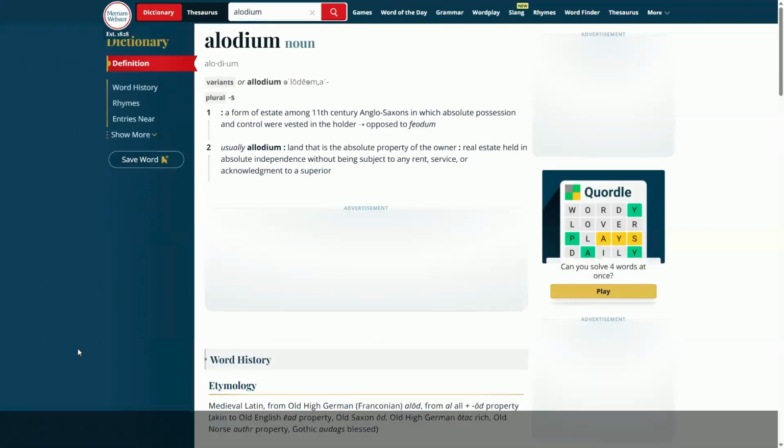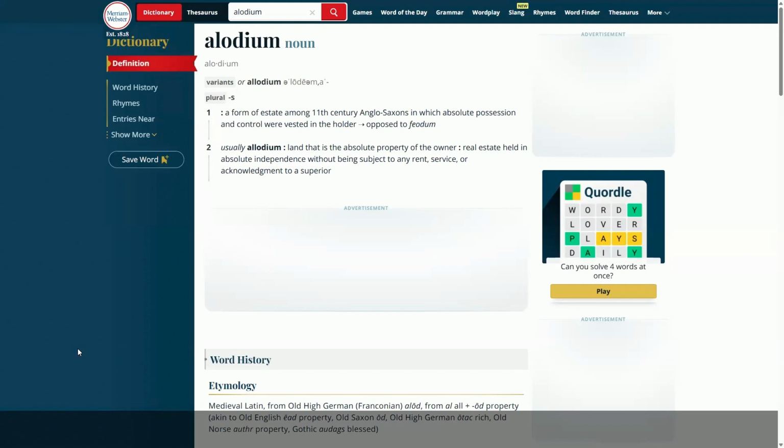Let's contrast that with allodium. Now, allodium, sometimes spelled with one L, sometimes two. Typically, you see it with two L's. They're all the same word. And sometimes you can actually talk about allodium without the A or the first L. So they're all the same thing.